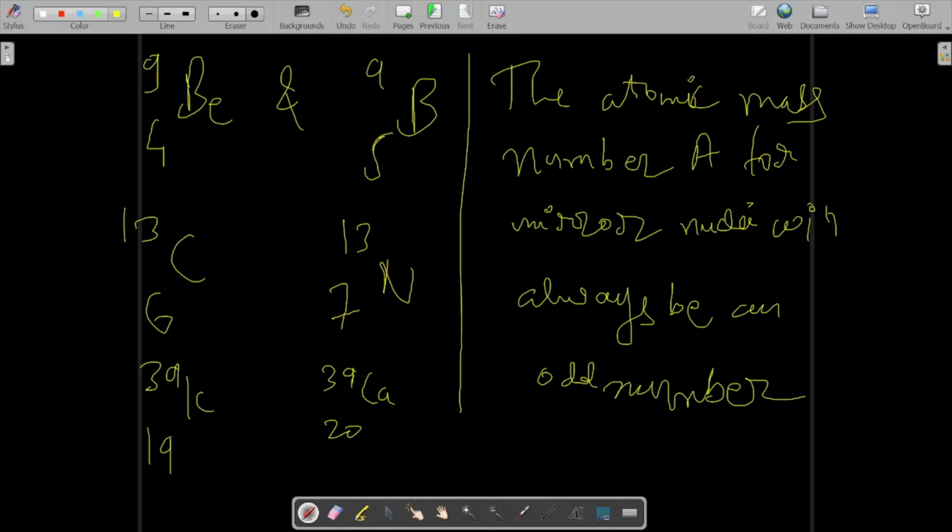So the atomic mass number A for mirror nuclei, when two mirror nuclei are taken, will always be an odd number. It can never be even. It is possible only in the case of an odd number of nucleons that the number of protons and neutrons are interchanged. You can check it yourself. So these are the things which you should take care of.